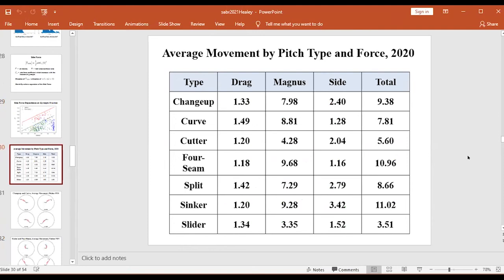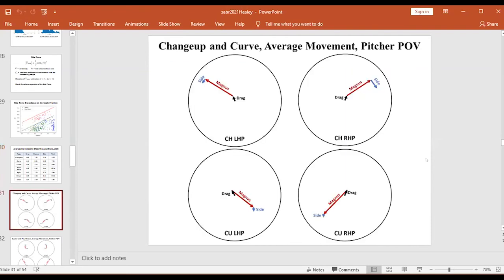Now here we've got the average movement by pitch type and force for 2020. If we look at the side force, and these are in inches, the sinker gets the most movement, followed by the split and then the changeup. So that's the magnitude. If we look at the direction, this is the same plot we had before, where we've got the movement from 40 feet, and this circle has a radius of 12 inches.